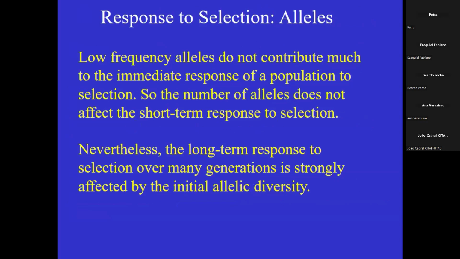However, allelic variation is not very important for the short term. Rare alleles are not going to contribute much to short term adaptation because they're so rare, their increase in frequency is going to take a long time. But in the long term, having allelic variation is really going to be crucial. And this is another take-home message: heterozygosity is a good measure of what's going on now, but if we're worried about the future, we also have to worry about the number of alleles.